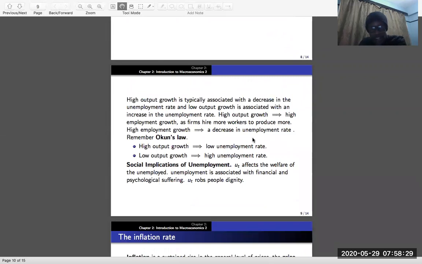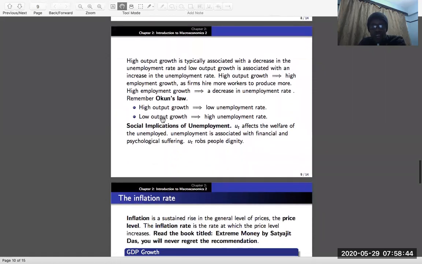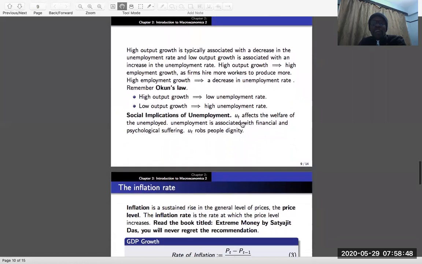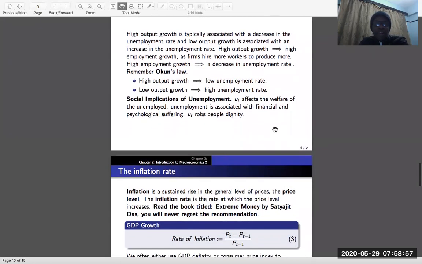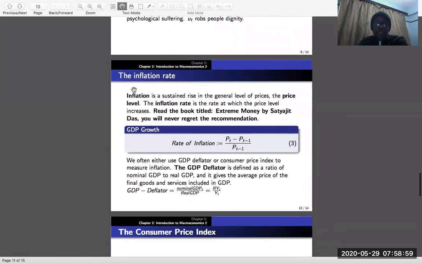Higher employment growth, on the other hand, implies a decrease in the unemployment rate. So that's Okun's law. Later, in first year, we discuss Okun's law. We will talk more about Okun's law in chapter 8 and chapter 9 as well. Higher output growth implies lower unemployment rate. Lower output growth implies higher unemployment rate. The social implication of unemployment is that it actually affects human dignity. It affects human capital. There is erosion of human capital if you stay longer with a skill without being hired, right?